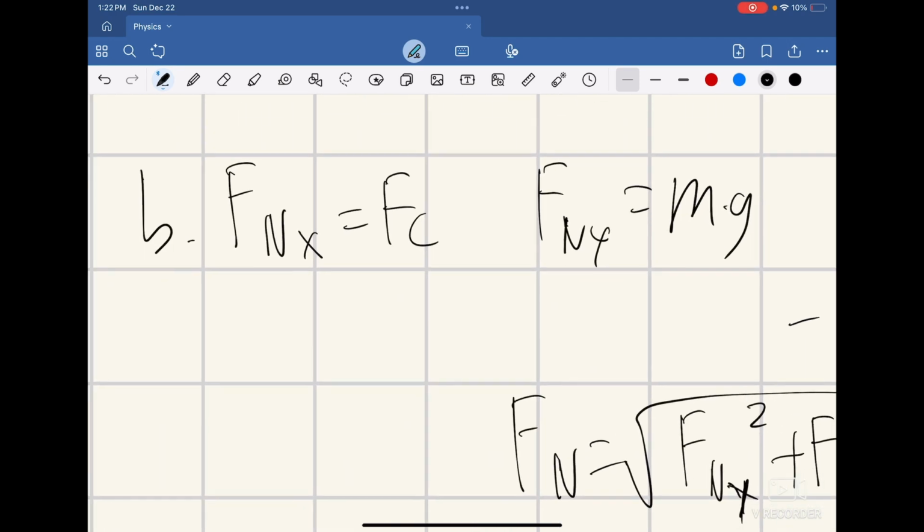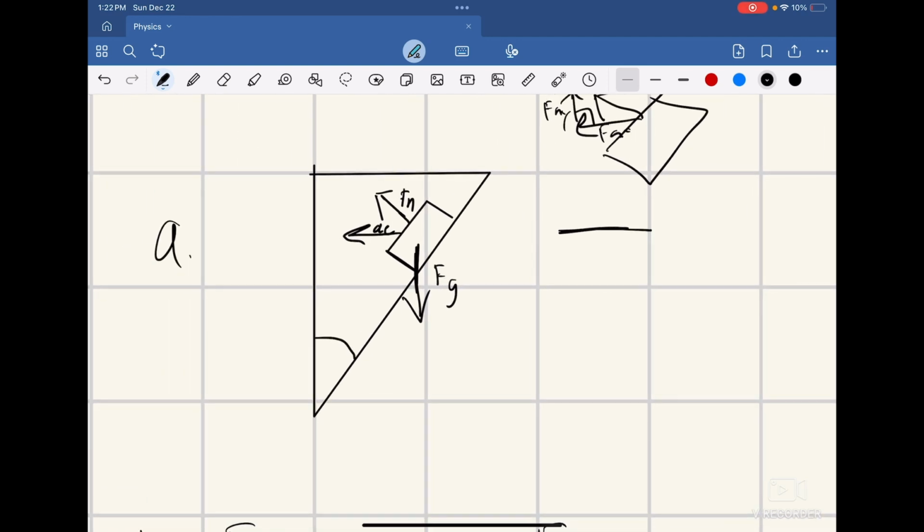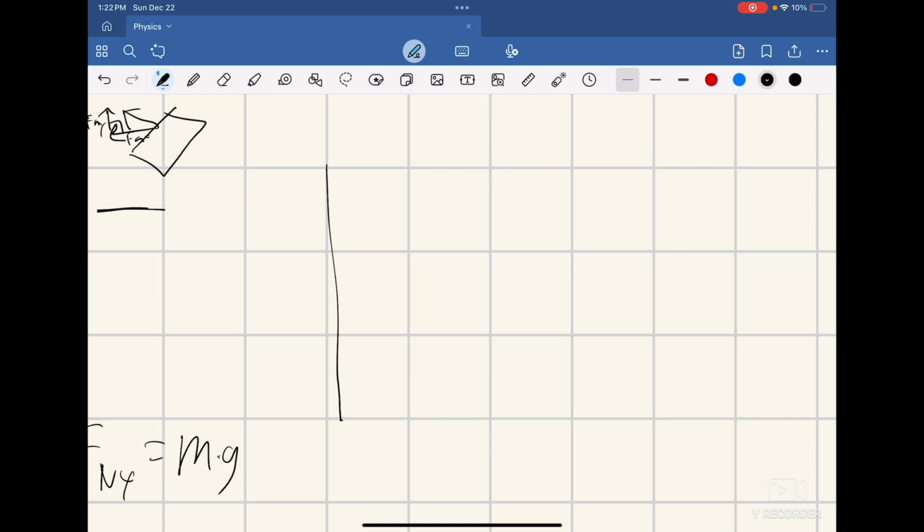So Fnx is equal to Fc, and Fc is given by mass times velocity squared over r. But we can't use r here because it tells us to use theta, and there's no inclusion of r. So how do we find r? Well, the theta given is only this one. So what should we do? Well, we can solve this just by using some trigonometry.